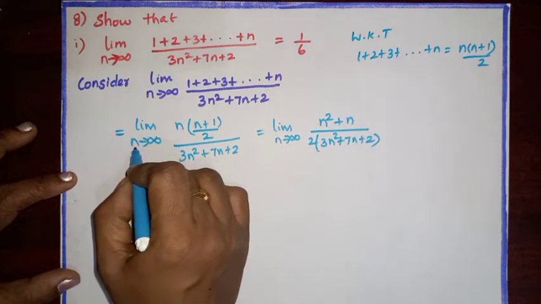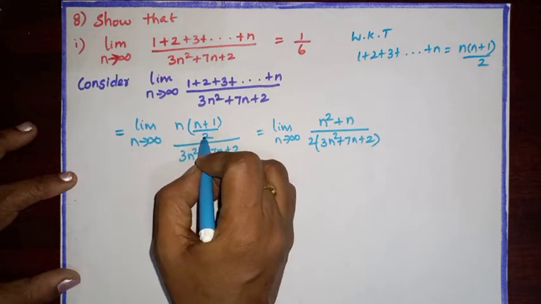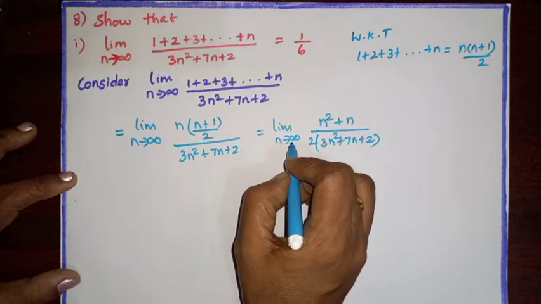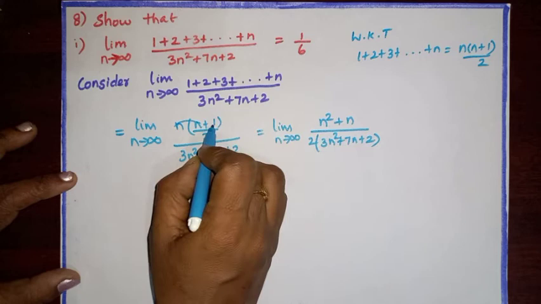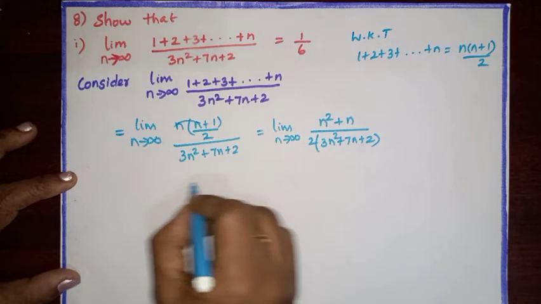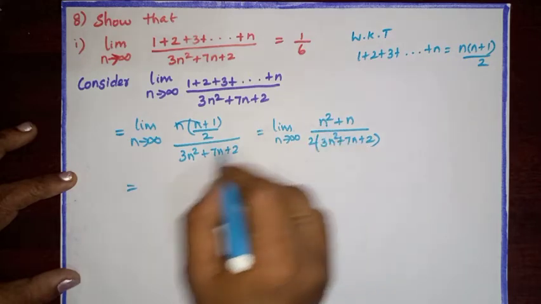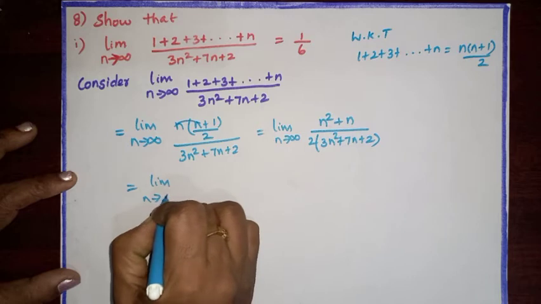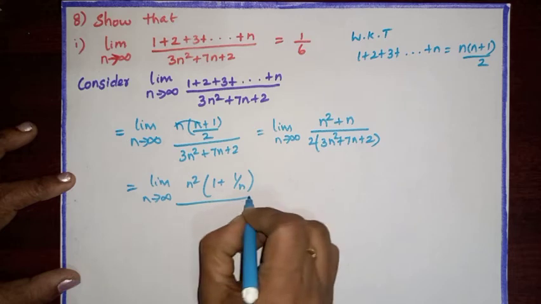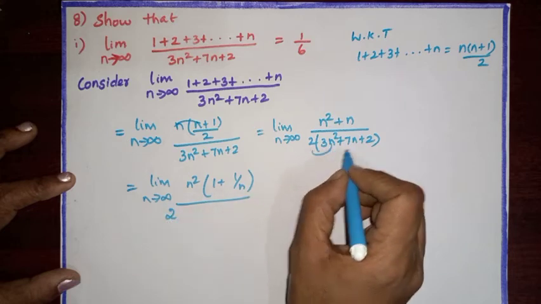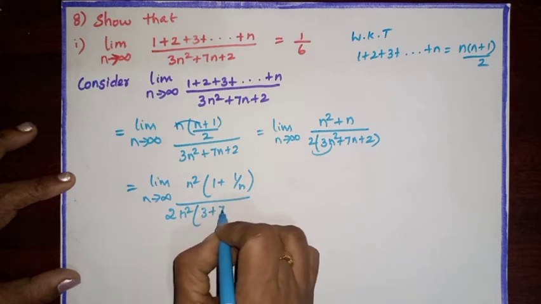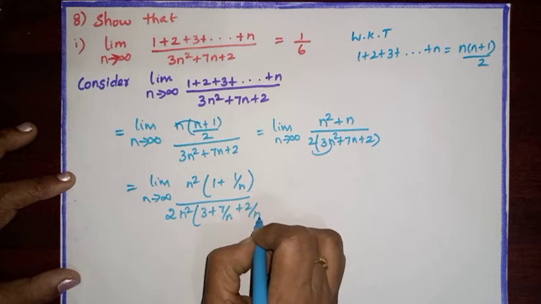So which is equal to limit n tends to infinity, n into (n plus 1) by 2, by 3n^2 plus 7n plus 2. Which is equal to limit n tends to infinity, n into n is n^2, n into 1 is n, divided by 2 into (3n^2 plus 7n plus 2). Now take n^2, which is the highest power in the numerator, commonly out. Then we have inside the bracket 1 plus 1 by n. The denominator already we have 2. Take n^2, which is the highest power. After taking n^2, then we have inside the bracket 3 plus 7 by n plus 2 by n^2.